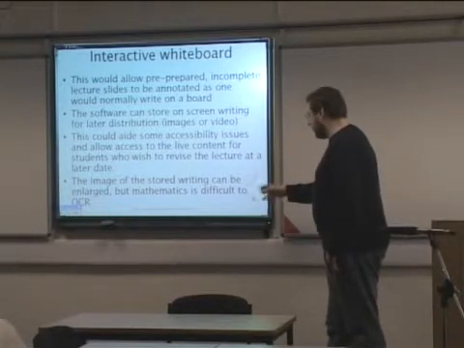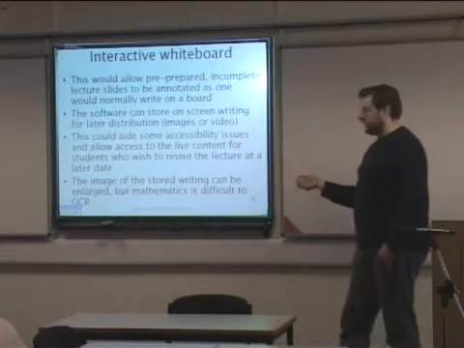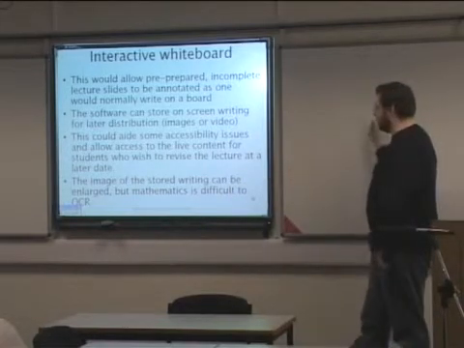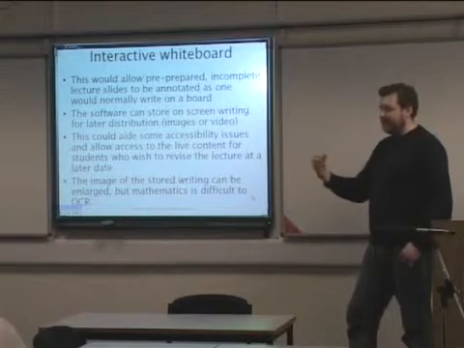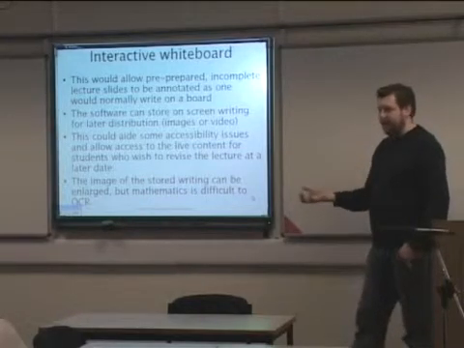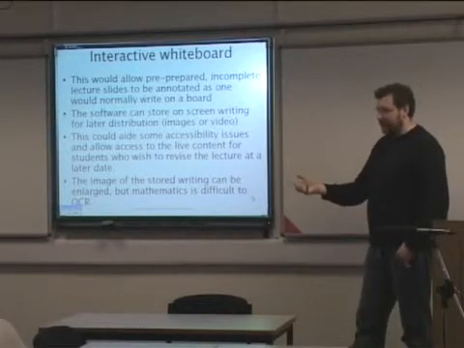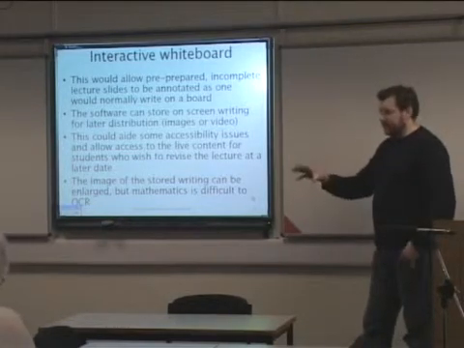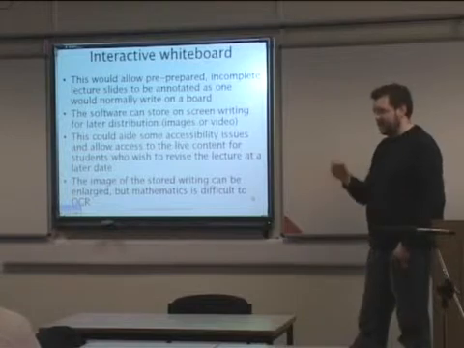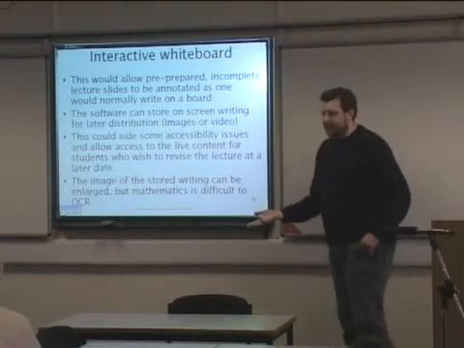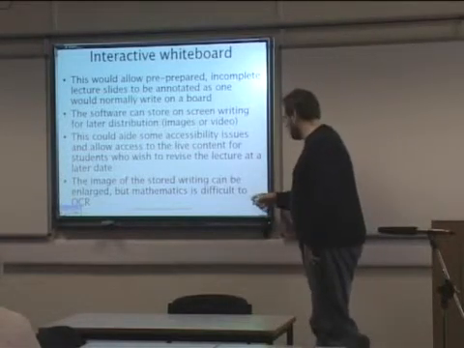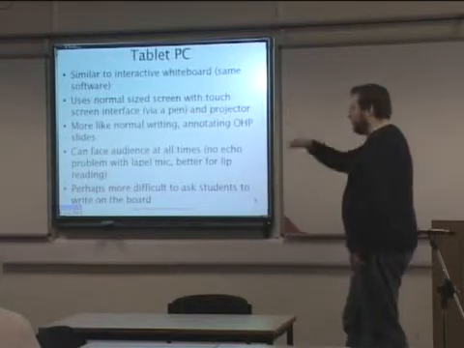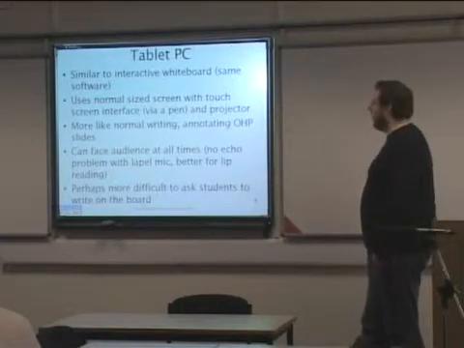The image of the stored writing can be enlarged. Right, so mathematics is difficult for OCR. So if I scrawl some mathematics on the board, we save it, you still can't make that in Braille. But you can zoom in on it and have a look at it if that will help you, or you can look back at it slower. If you have a visual perceptual difficulty, you can pause it and study it a bit longer. So it helps some people, but it won't help everybody. There are some people that writing just isn't good enough for.